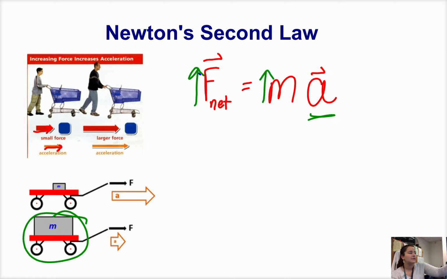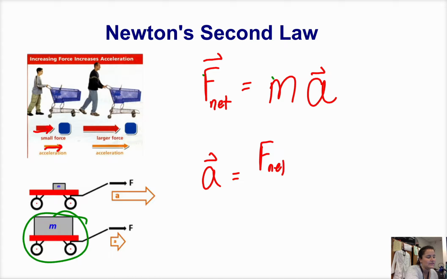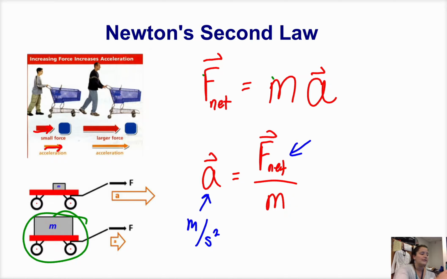So sometimes you'll see it written like this: force equals mass times acceleration. Another common way that you'll see it represented is that the acceleration equals the net force on an object divided by the mass. Okay? The units for this: our acceleration is in units of meters per second squared. Our net force is in units of newtons, which we abbreviate with a capital N.